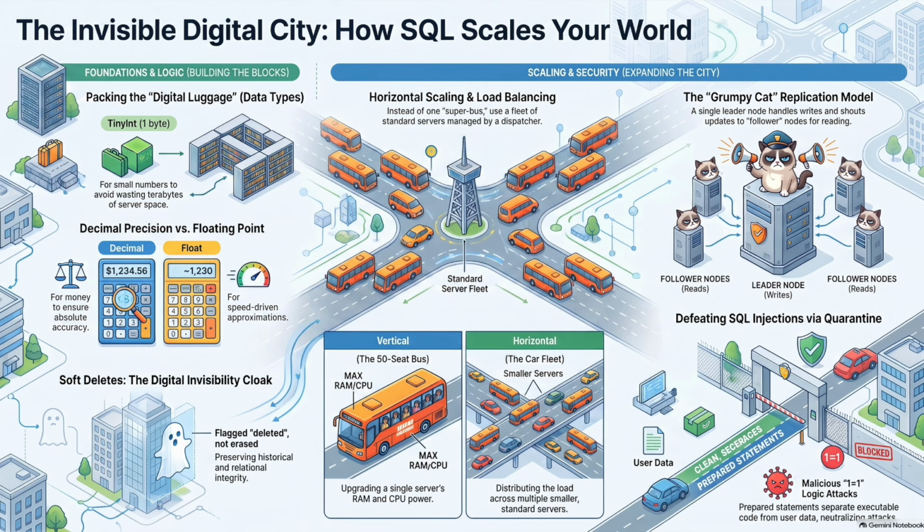So what does this all mean? We've scaled horizontally, we have dispatchers routing traffic, we've sharded the data, and we have an army of grumpy cats processing thousands of transactions a second across the world. We've built a massive digital city.